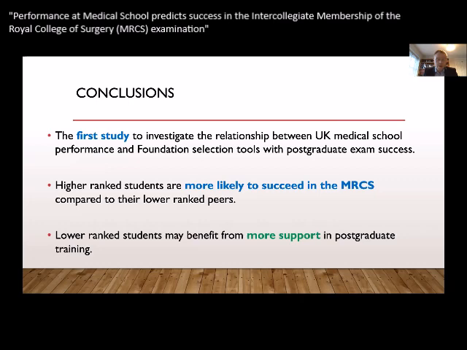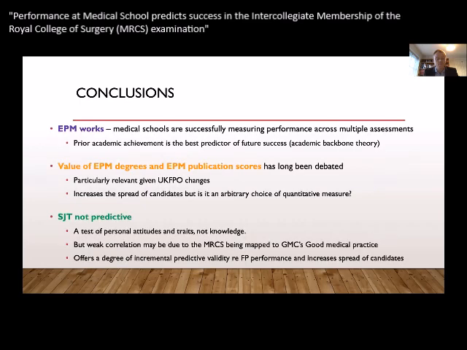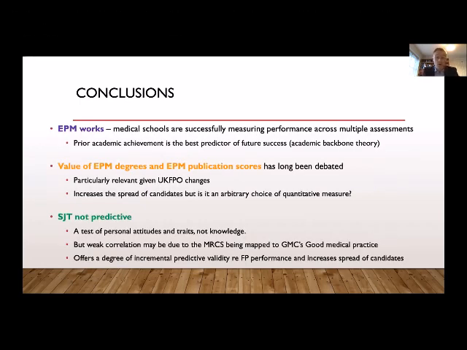But also, we now know that we can use foundation program selection assessment scores to identify candidates that would likely benefit from more support in postgraduate training. Additionally, we can say that the educational performance measure works. Medical schools are successfully managing to measure performance across multiple programmatic assessments. And this ties in with the academic backbone theory, i.e. prior academic attainment is the best predictor of future success.